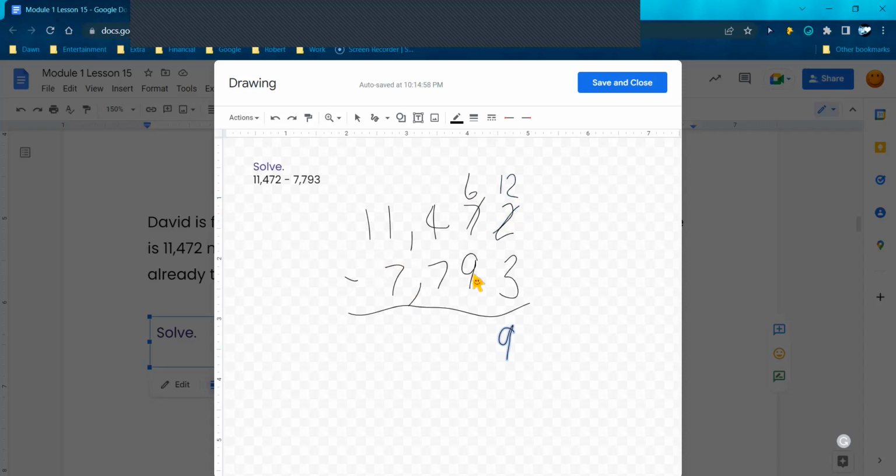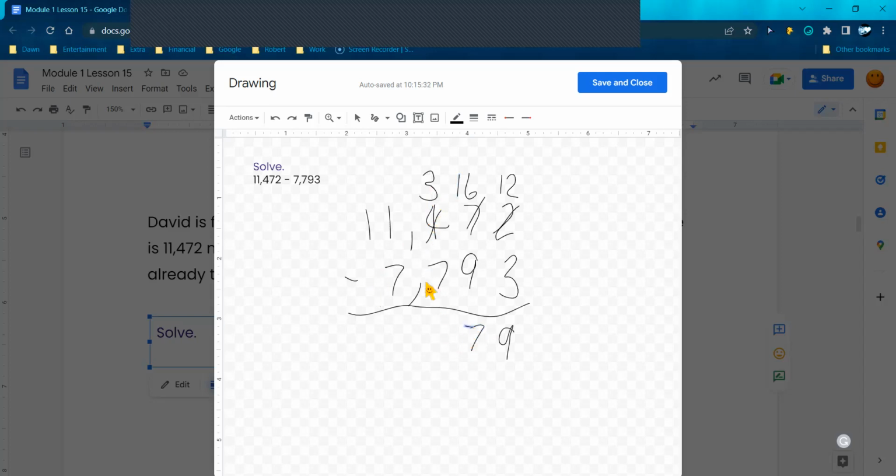Now I have 6 subtract 9, and I know 9 is bigger than 6, so right now I cannot subtract, so we need to regroup. So I come over to the 4 in the hundreds column. I take 100 away, which gives me a 3. And this 100 turns into 10 tens, and I put it next to my 6 because I've added it to my 6. 10 plus 6 is 16. 16 minus 9 is 7.